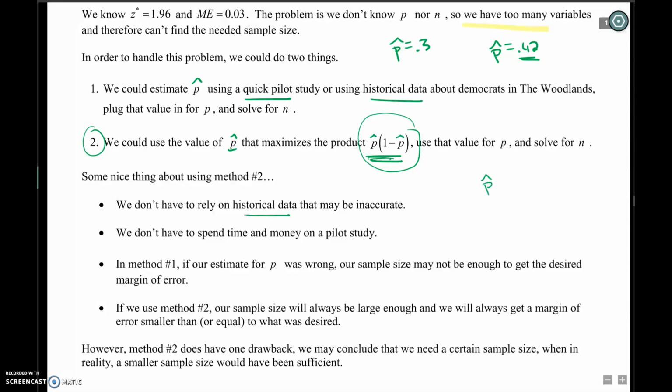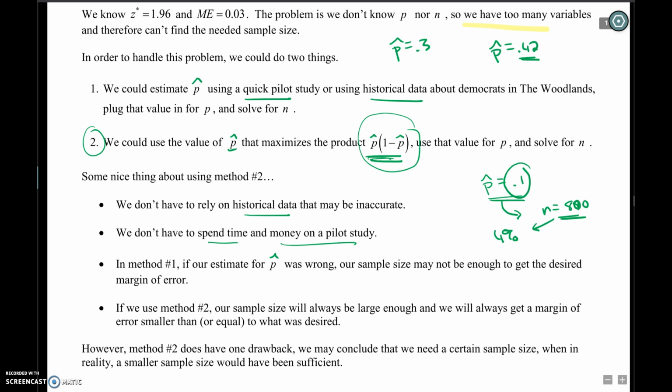Suppose I take historical data and it's 0.1, and put that in the formula. That might say I need to survey like 800 people, right? And then I survey 800 people, but my p-hat isn't 0.1. It's something else. And now my margin of error is 4%. So it was wrong. And now I don't have the margin of error I want, and I've already collected my sample, and I'm in trouble. You also don't have to spend time and money on a pilot study.